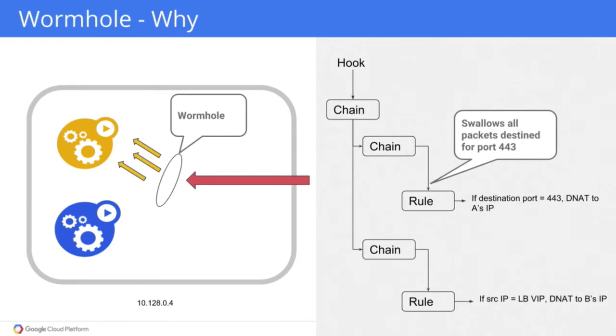And so what happens is this created a wormhole. Any packet coming in with a destination of port 443, which in this case was both, always got DNATed to A's IP, regardless of what the intended destination was. And so we like to coin this a wormhole.